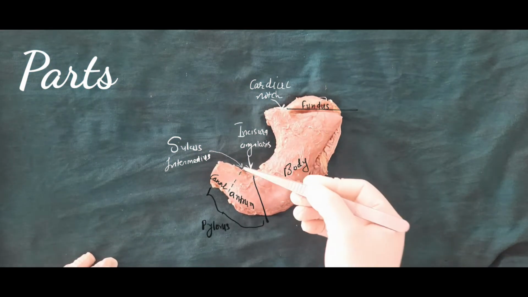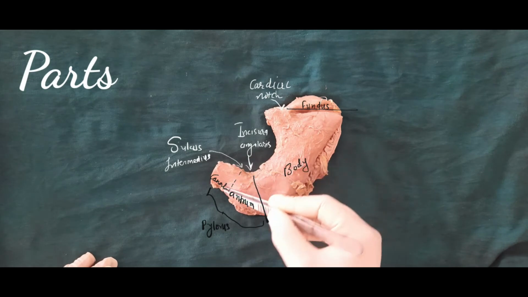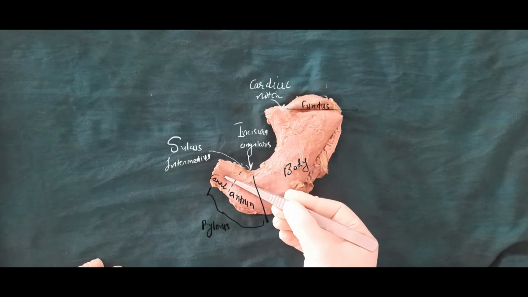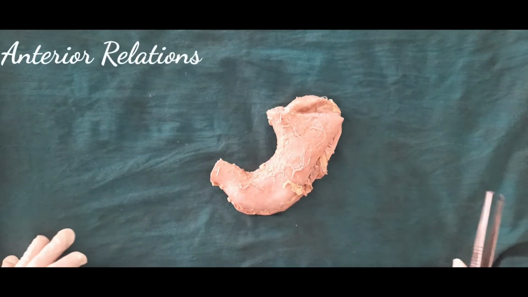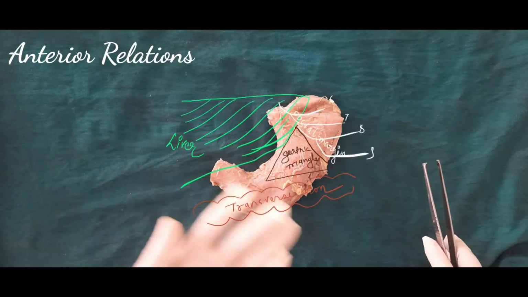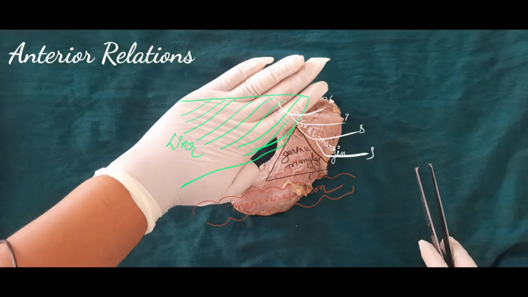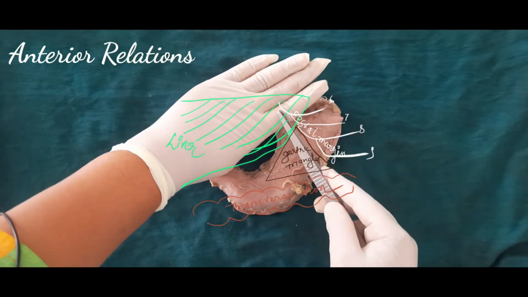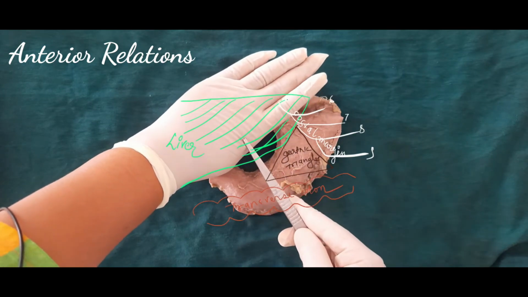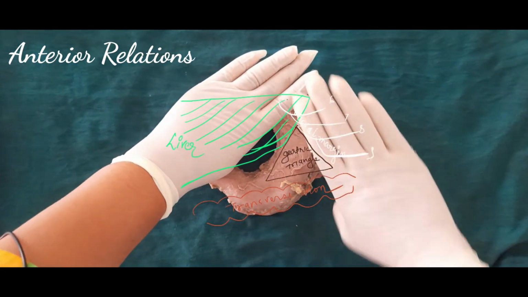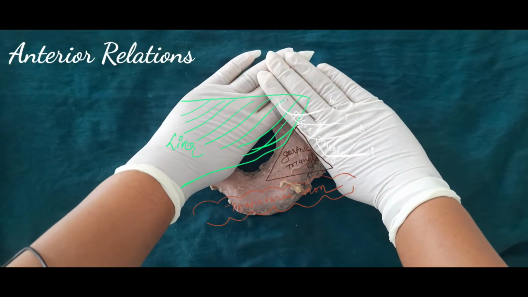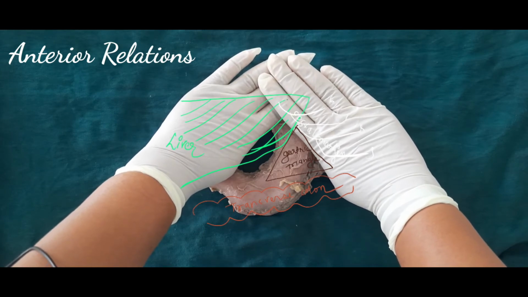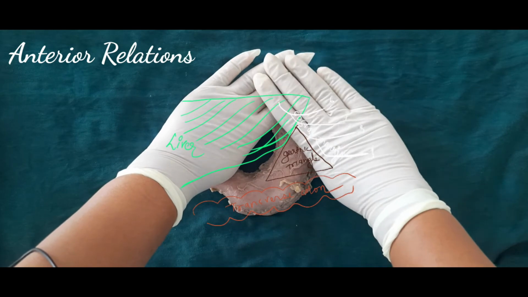Another importance of this pylorus is that in a living person, the pylorus is identified by the prepyloric vein of Mayo. Now the anterior relations of the stomach. On the anterior side, on the right side, the stomach is related with the left lobe of the liver and the quadrate lobe of the liver. On the left side, the stomach is related with the 6th to 9th costal cartilages, its intercostal spaces and left costal margin.